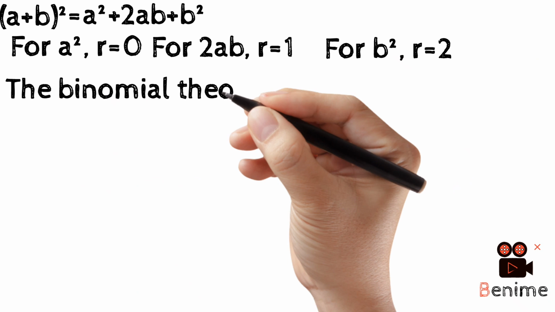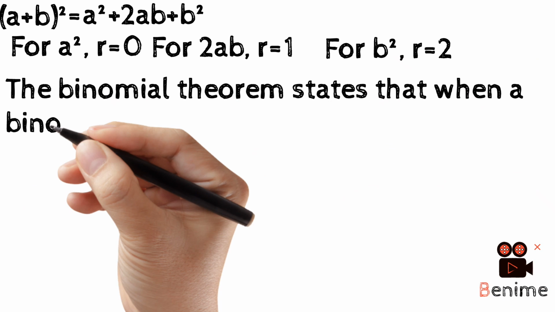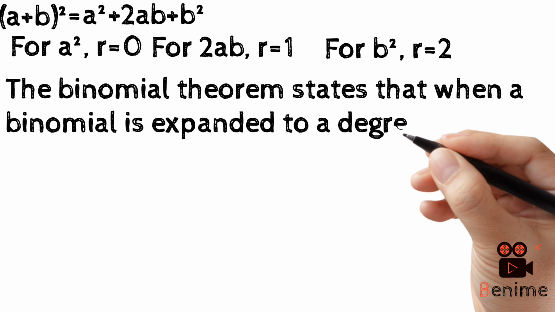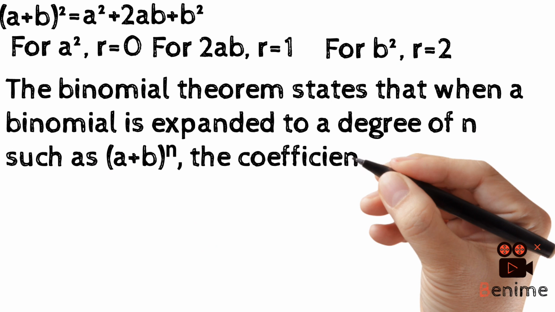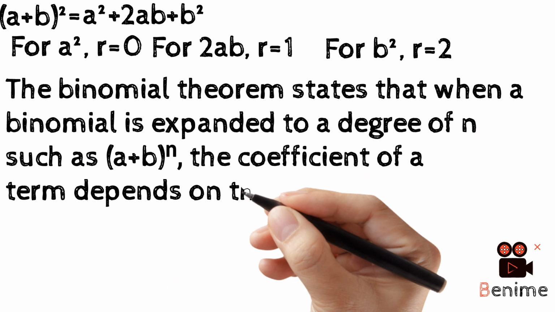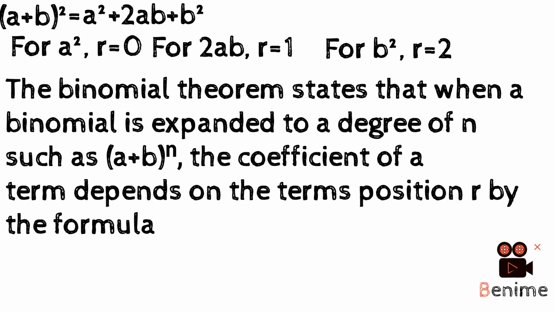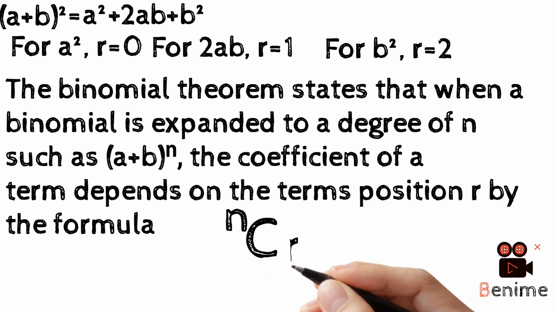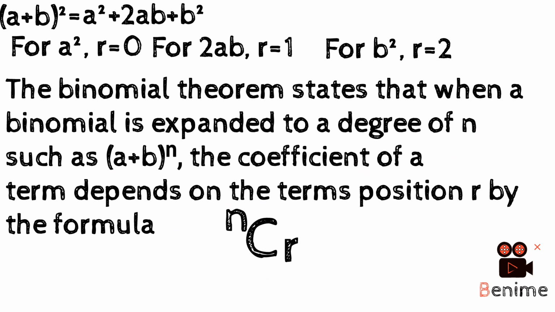So the binomial theorem states that when a binomial is expanded to a degree of n, such as (a plus b) raised to the power of n, the coefficient of any of the terms after you expand depends on the term position r by the formula. The coefficient of that term depends on the position r. r will start from r equal to 0, r equal to 1, r equal to 2. The coefficient that term will have depends on that r by the formula n combination r. So n combination r is the coefficient of the term in a binomial expansion.